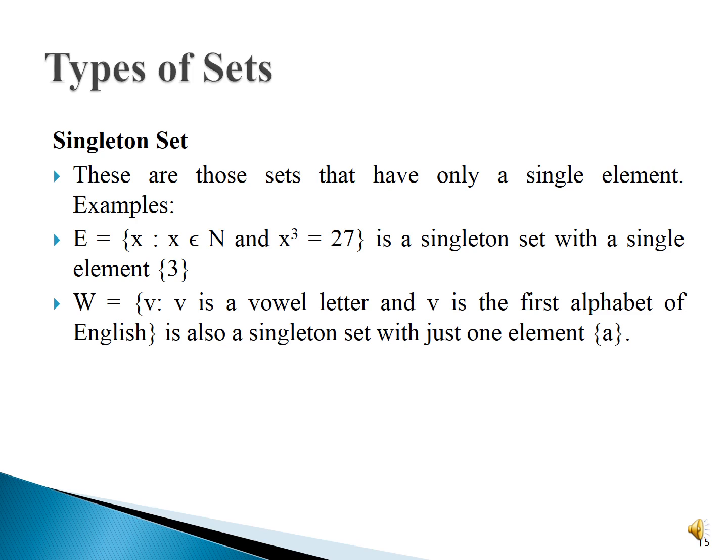In the next example, W is a set which contains an element V, and V is a vowel letter, and it is the first alphabet of English. So the characteristics of V are that it must be a vowel letter, and at the same time it should be the first alphabet of English also. We know that A is a single element which is a vowel, and also the first alphabet of English. Therefore W will contain only a single element, that is A, and therefore it will be called a singleton set.